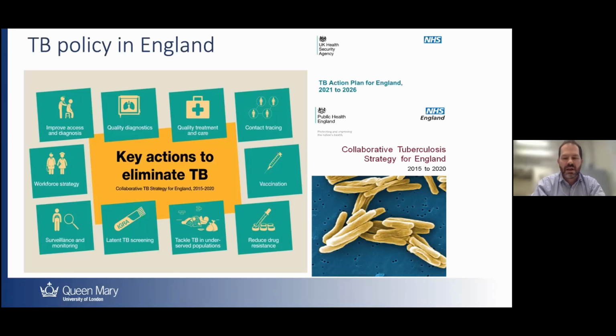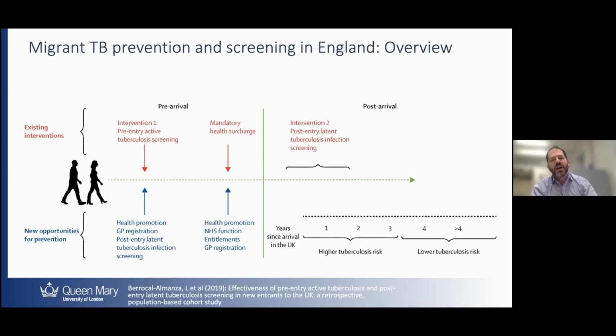What is not on there, but also equally important, is the pre-entry screening in England. So if you map it out, this is basically just mapping out the migrant prevention and screening interventions that you can see. This is taken from Lewis's paper in 2019. You can see that there is pre-entry active tuberculosis screening.